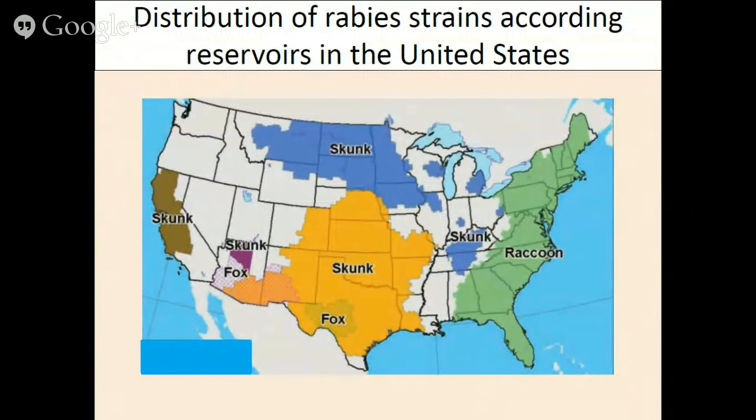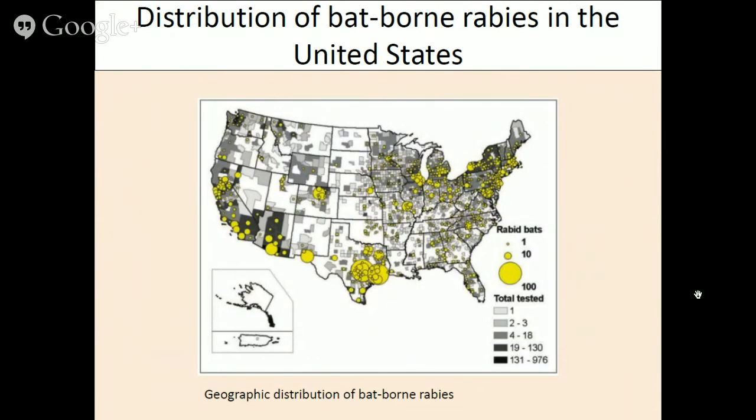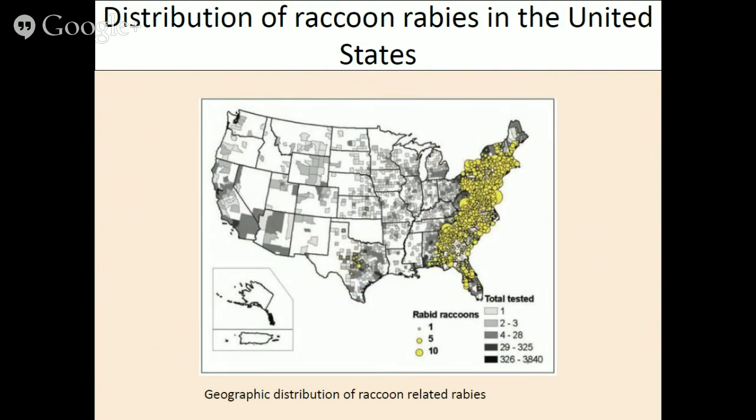Here you can see the distribution of the different strains of rabies in the US. Raccoon is one of the most important strains in the country. And this is one picture of bat-borne rabies in the US. You can see a very dispersed distribution of cases. But this is the distribution of raccoon rabies. Raccoon is a medium-sized mammal that is present in all the country.